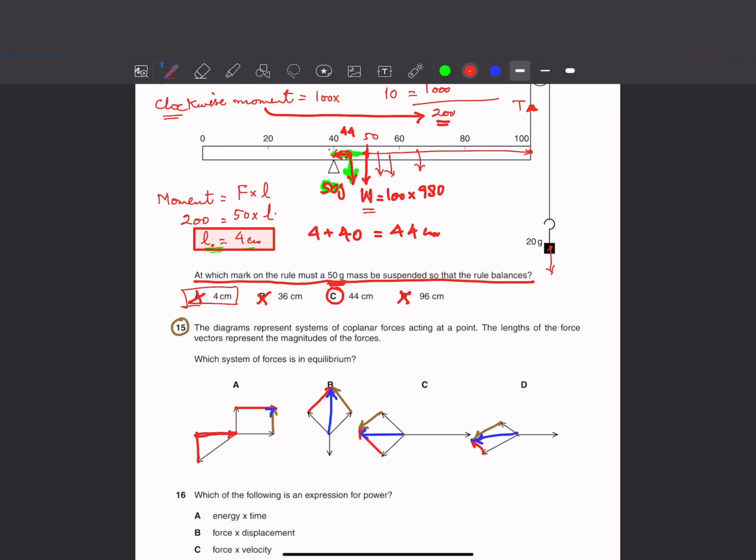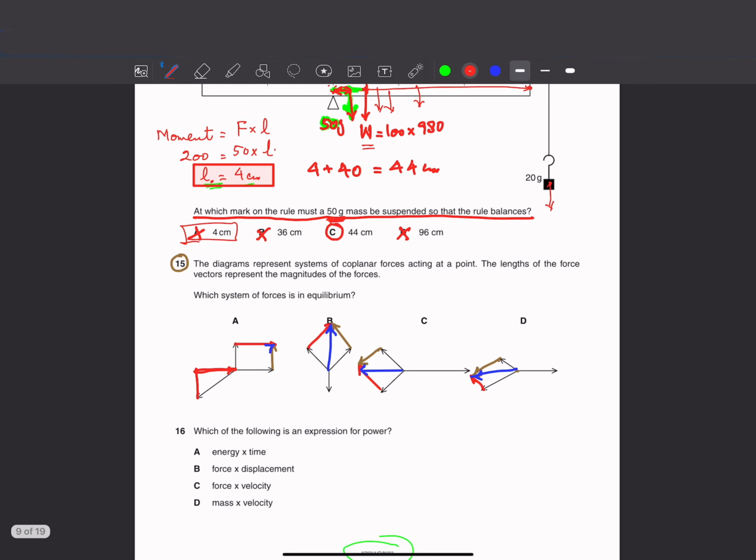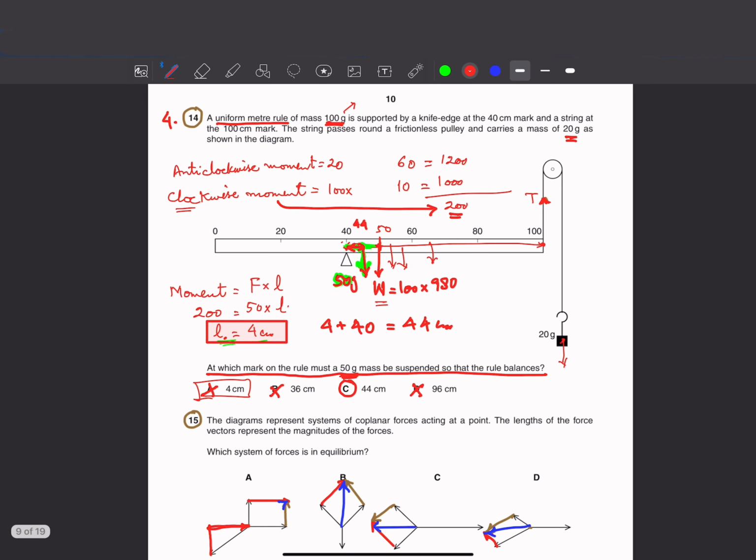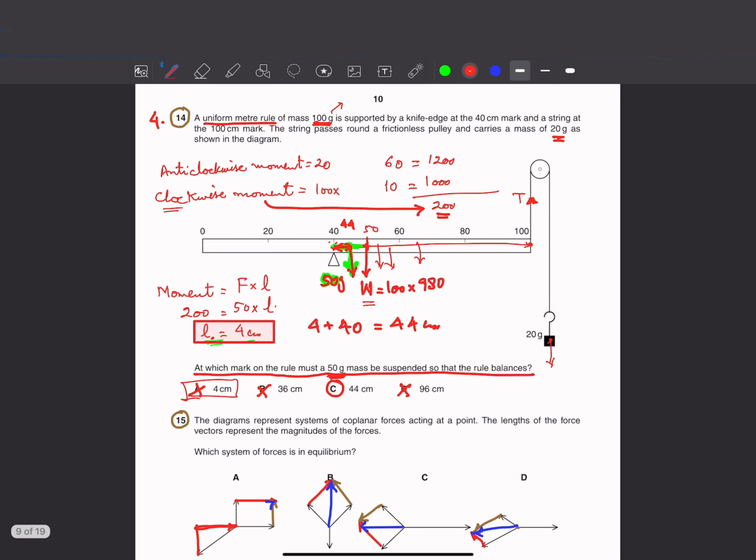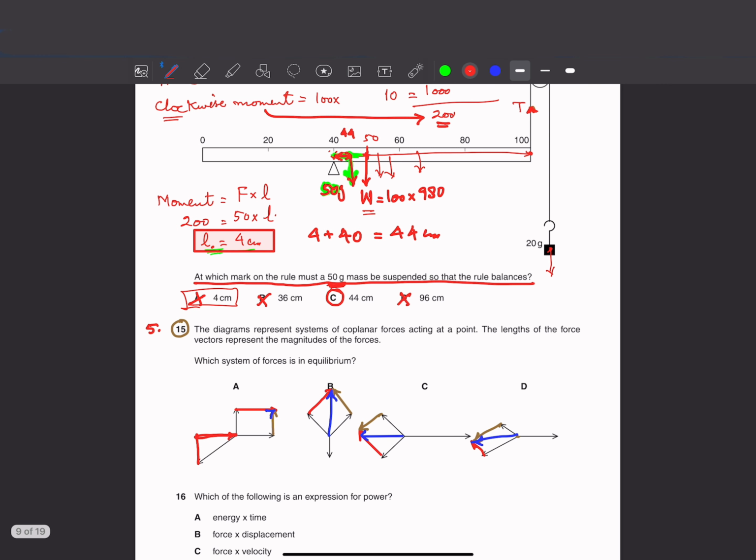Be careful. Then question number 15 in this paper, which is question number 5 for our sequence. The diagrams represent systems of coplanar forces, which we have already discussed. What are coplanar forces? Acting at a point, the lengths of force vectors represent the magnitudes of the forces. Which system of forces is in equilibrium?